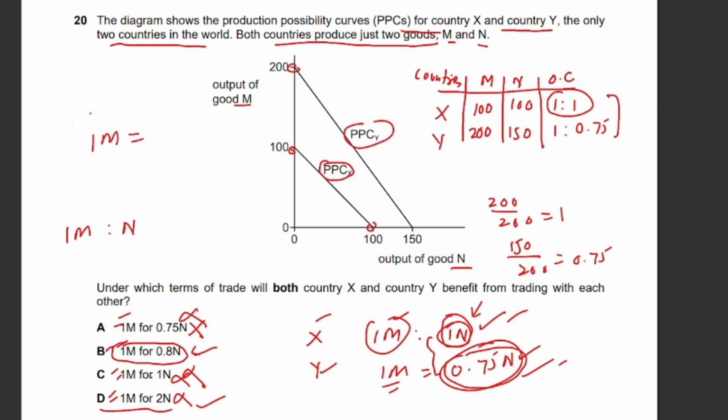This exchange rate will be acceptable to both, because country Y will be able to get more N than its own production possibility, and country X has to give less than what it was producing, that is 1 N. It is not offering the entire quantity of 1 N, rather it is offering 0.8, which is less than 1 but greater than 0.75. So trade will take place between them on these terms, right? So I believe you understand this concept.